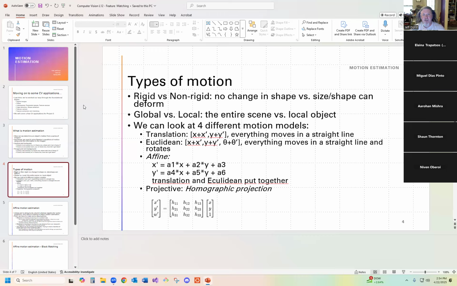The one we are going to look at is called affine motion.